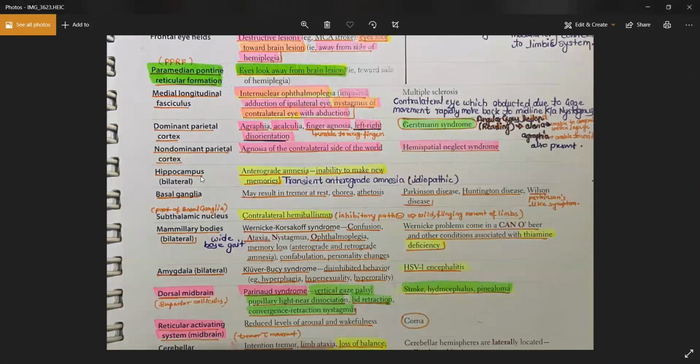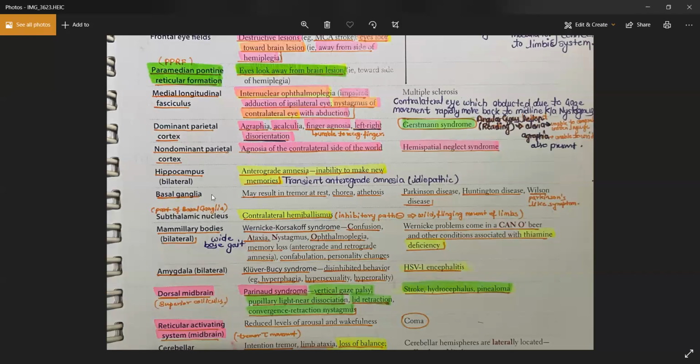Okay. Then you have the hippocampus, and I told you already, if you have damage to the hippocampus, you will get the anterograde amnesia. And one of them is the transient anterograde amnesia, right? When the patient asks you what happened repeatedly, right? Yeah. That's because of the hippocampus damage.